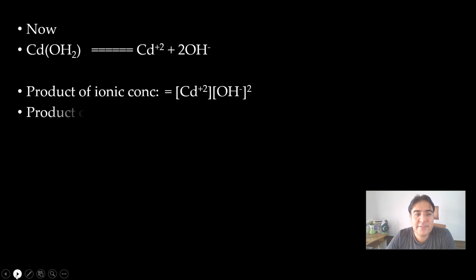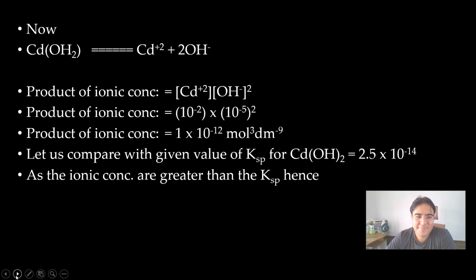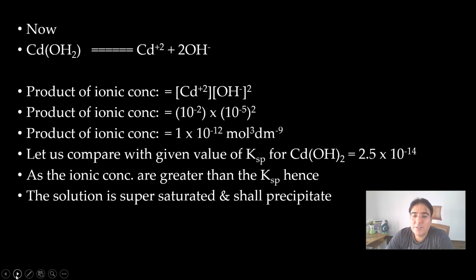Now at this moment, just compare. The product of ionic concentration here is 10 power minus 12. Remember, 10 power minus 12 is much bigger than minus 14. Keep in mind, okay? Minus 14 is smaller. So now you can see that the ionic concentrations are more than the Ksp. This is going to precipitate as the ionic concentrations are greater than Ksp. That's why the solution is supersaturated and it shall precipitate.